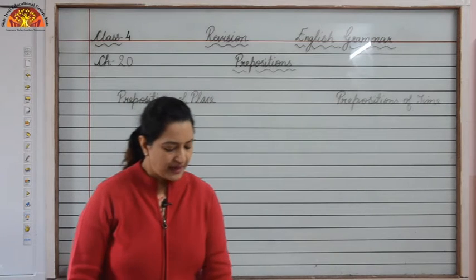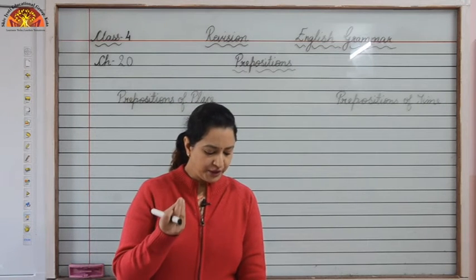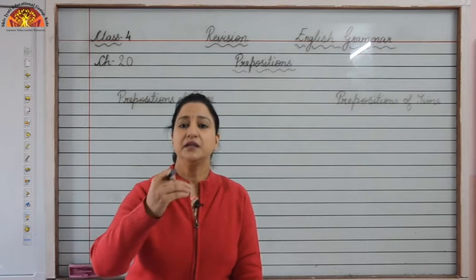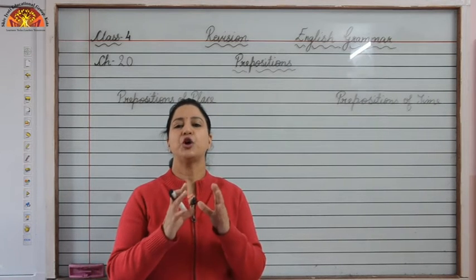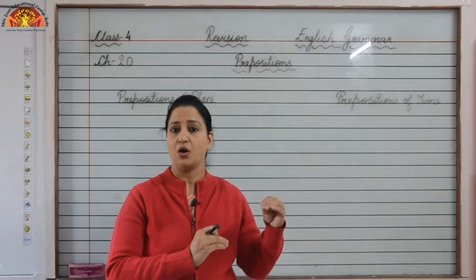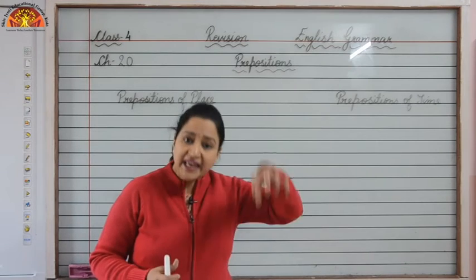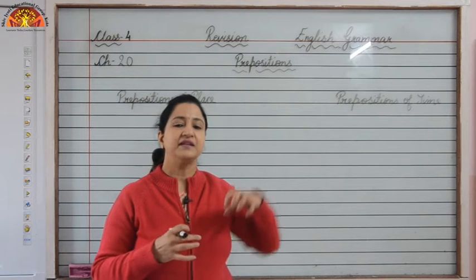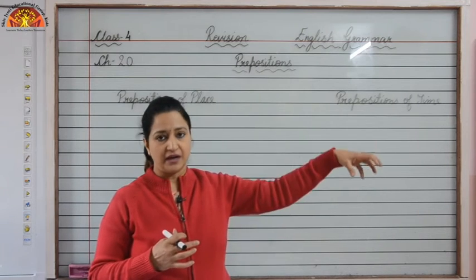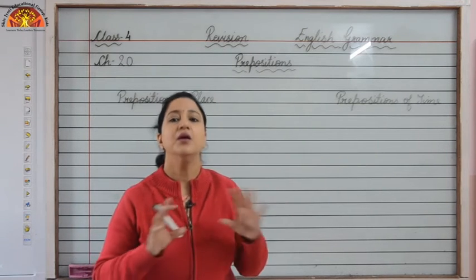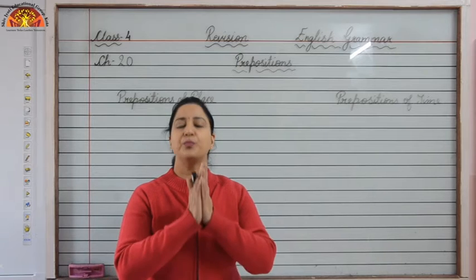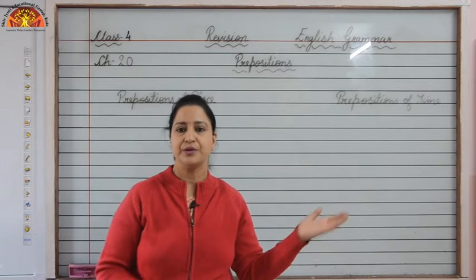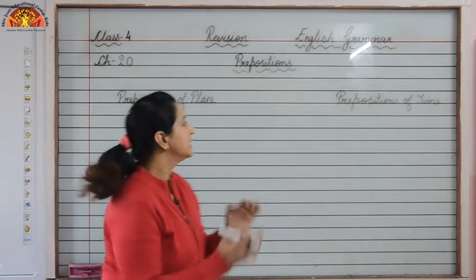Now let's start. I am going to give you an example. There is a dog in the garden. So here I am talking about a dog. There is a dog, but where is it? In the garden. So here in is showing us that the dog is in the garden. So here in is the preposition. Prepositions are the words which show us the relationship between a noun or pronoun and the rest of the sentence.